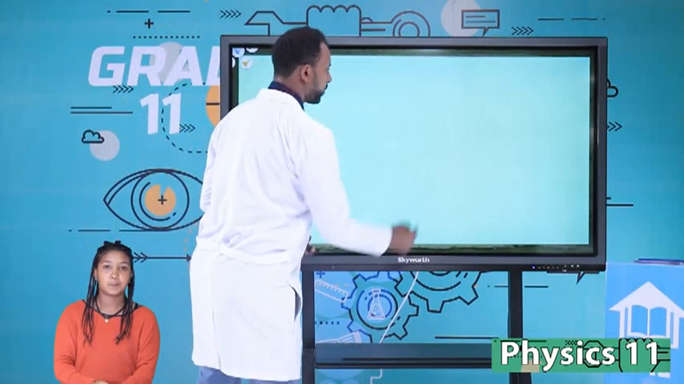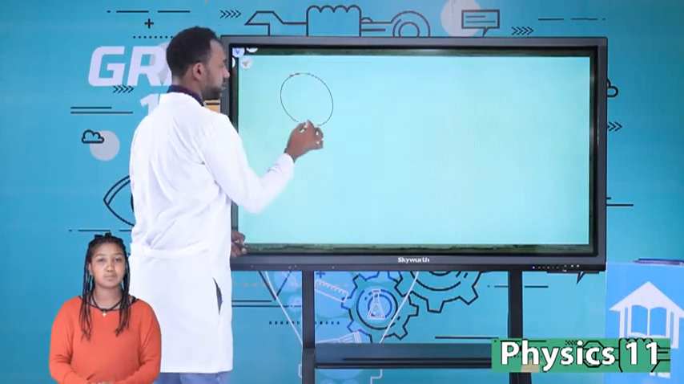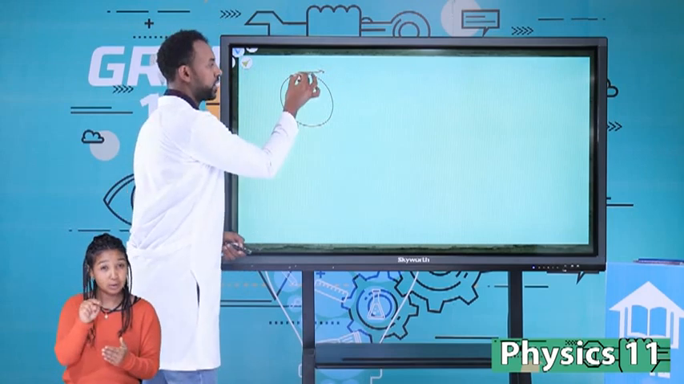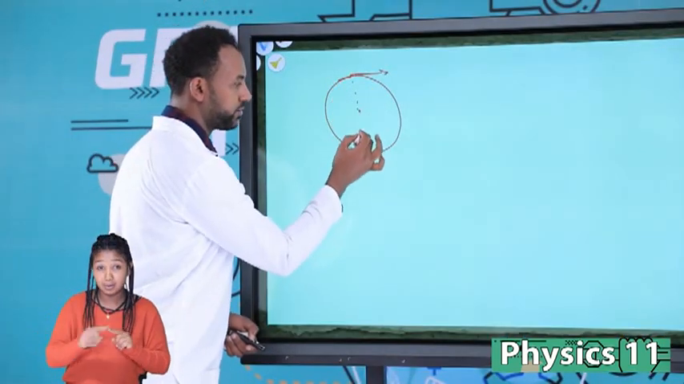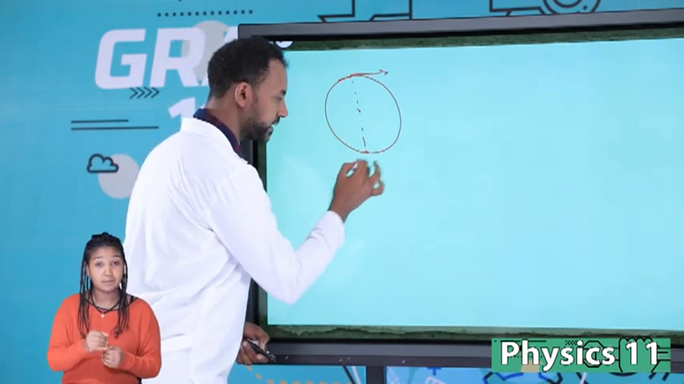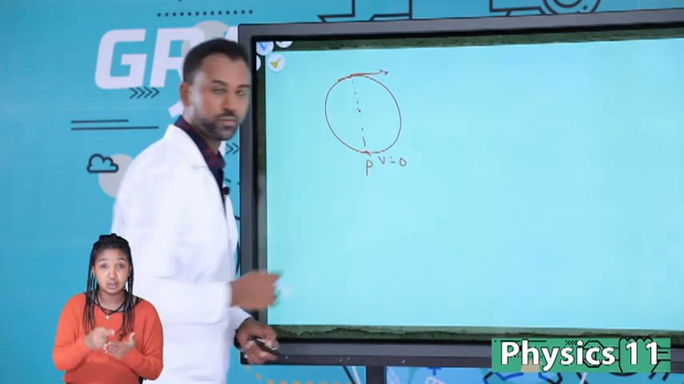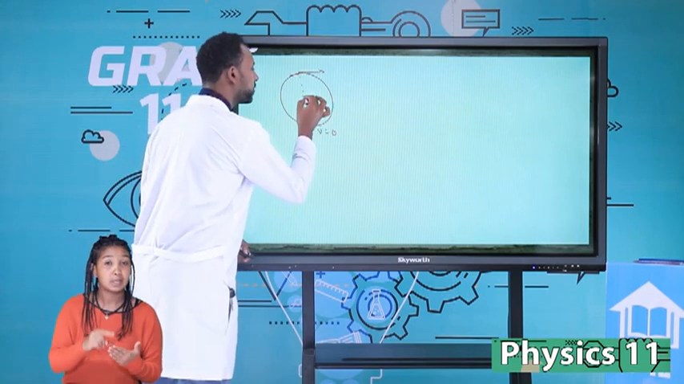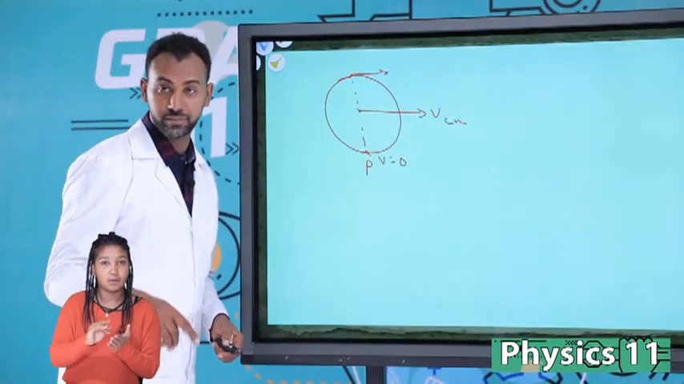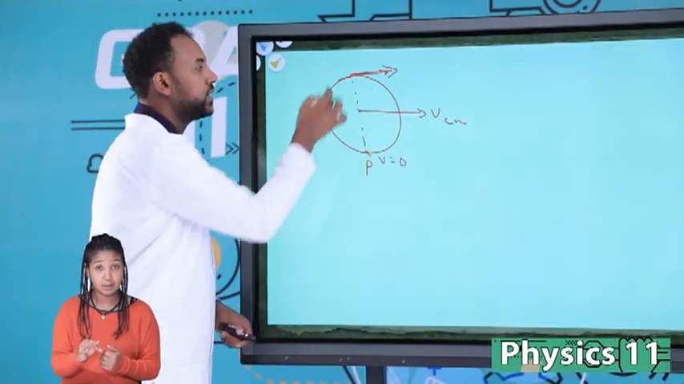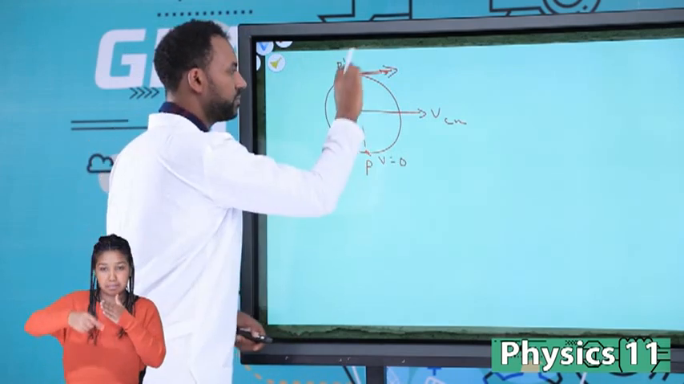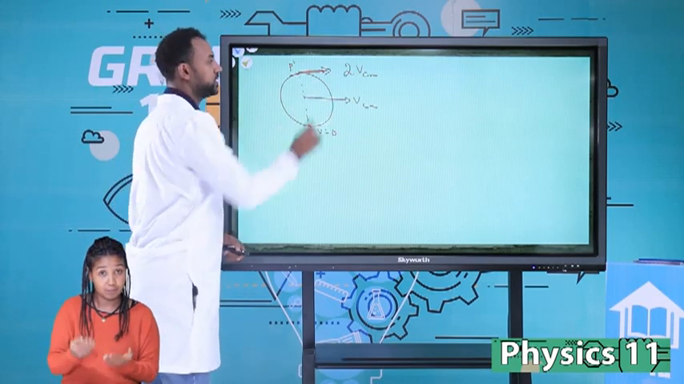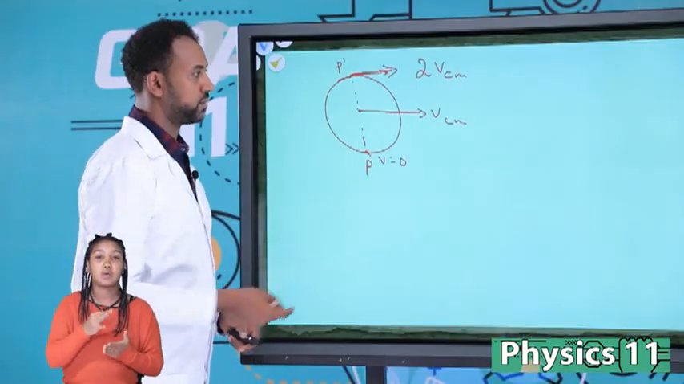For rolling motion, suppose you have the center of mass exactly at the center. We have different points at the rim. Suppose you have the axis at this point, and let's take the velocity of this point to be 0. If the center of mass has a velocity v of center of mass, the velocity of a particle, let it be P prime, at the rim is twice the velocity of the center of mass.